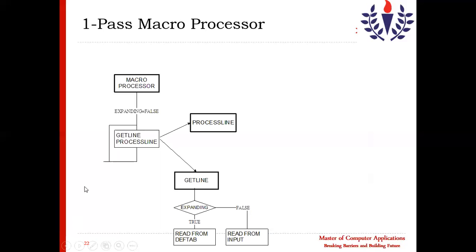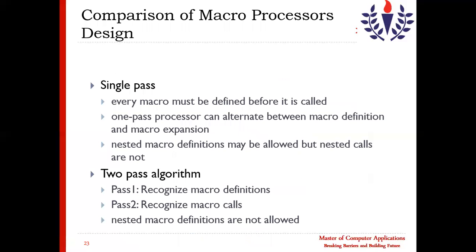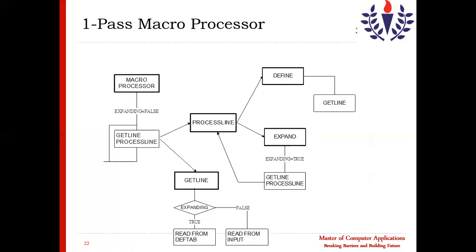And what the process line will do, that we have already discussed. It will call the define procedure to get the lines. It will call the expand procedure, and if expanding is true, again get and process line, and this keeps on going till we reach the end of the macro definition. Okay, so this is the one pass macro processor. This we have already discussed.